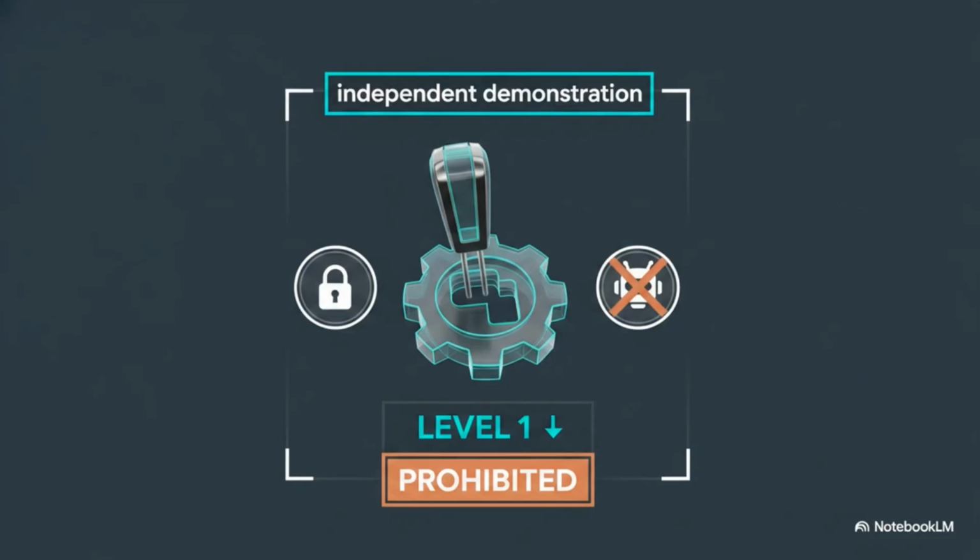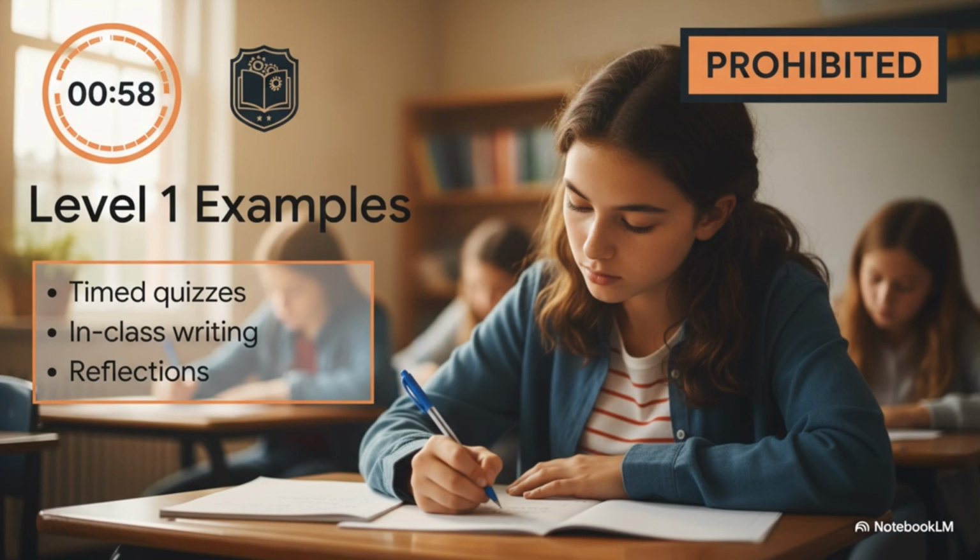First up is Level 1. This is strictly for independent academic work, completely without the use of AI. Think timed quizzes or in-class writing. Here, authentic, individual human thinking is absolutely essential.